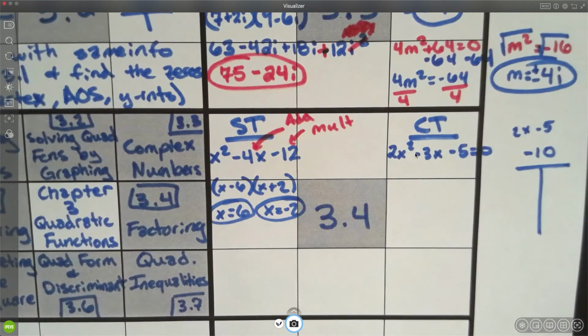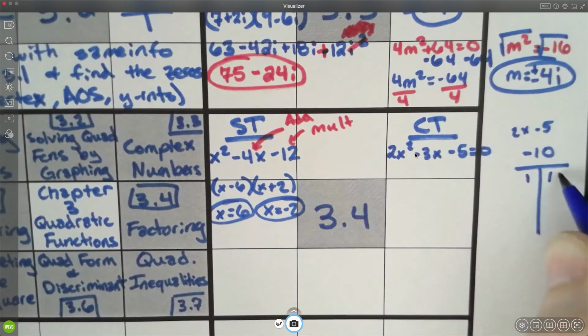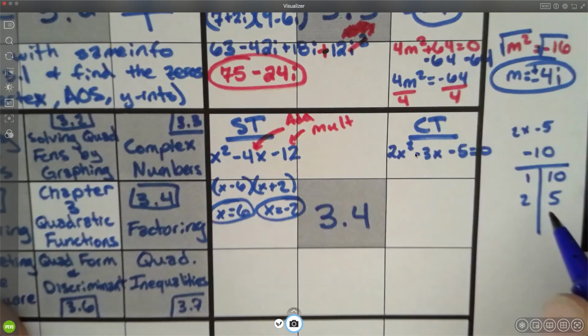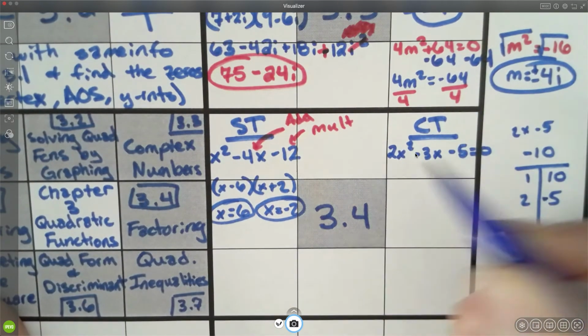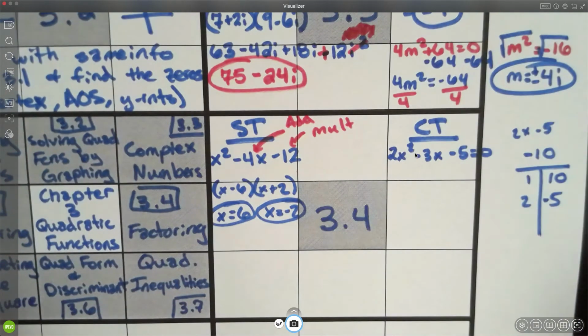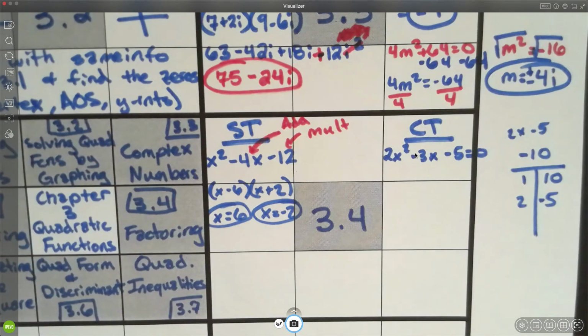Well, you can have 1 and 10, or 2 and 5. Negative 5, positive 2. Will that give me negative 3 when I add them? Yes. So 2 and negative 5 makes negative 3. Now that I know it's 2 and negative 5, now what do I do?